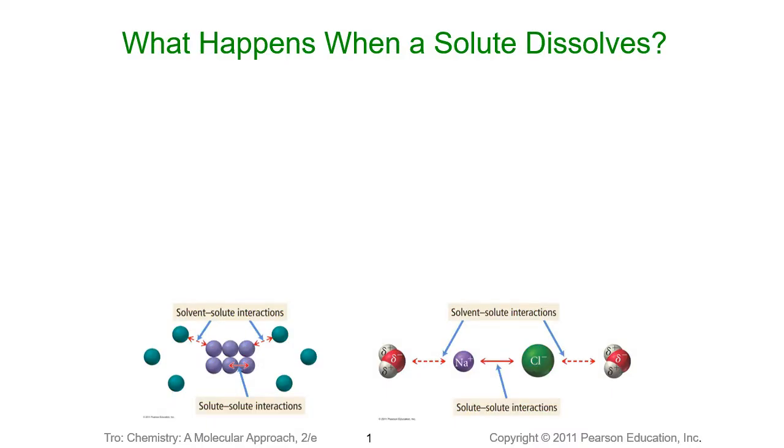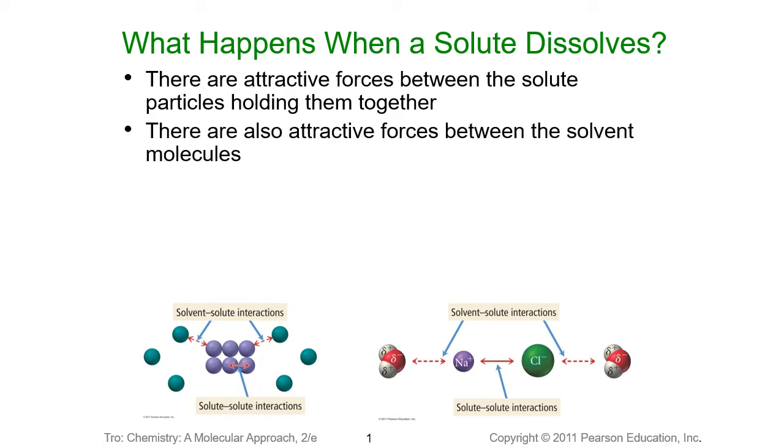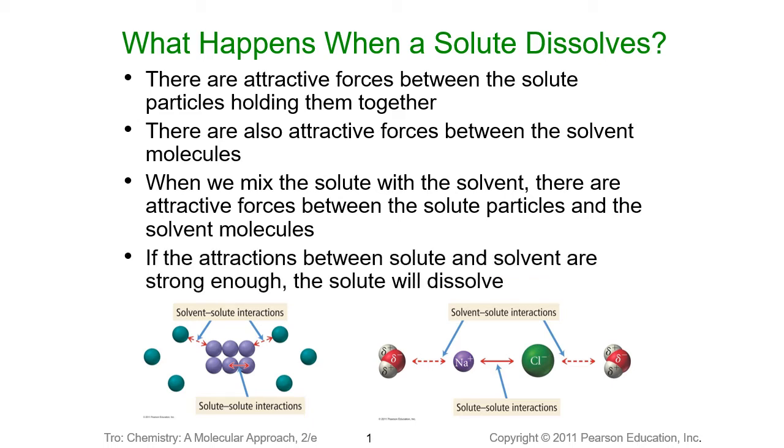So when we add a solute into water to make a solution, what happens to make that solute dissolve? Well, our solute particles have attractions between themselves, so they are held together by attractive forces. When we put them into the solvent, which also has attractive forces between its molecules, they have to overcome the attractive forces between the solute and the attractive forces between the solvent in order to mix or dissolve. So if the attractions between the solute and the solvent are strong enough, it will dissolve into solution. If the attractions are too weak, it'll stay as a solid.